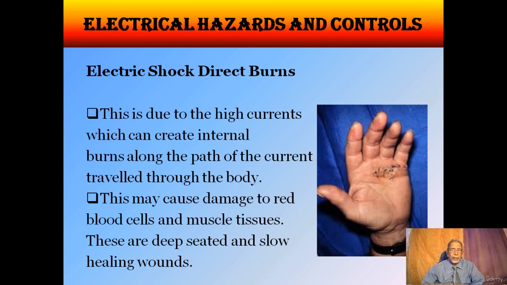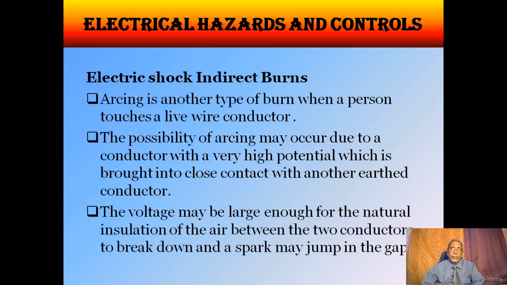These may cause damage to red blood cells and muscle tissues. These wounds are deep-seated and very slow healing wounds. Now we will discuss electric shock indirect burns. Arcing is one of the examples of indirect burns. Arcing is another type of burn when a person touches a live wire conductor.